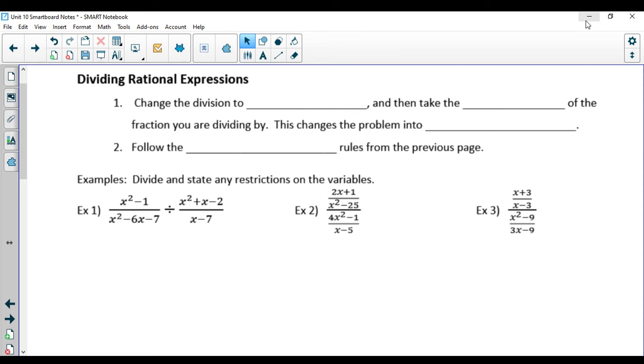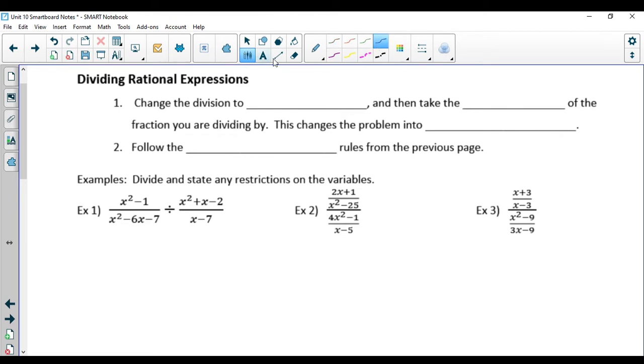All right, welcome to the second part of chat section 10-4. And now we're going to be looking at dividing rational expressions. To divide rational expressions is just a little bit different than multiplying, because we know when we are dividing fractions, you do the good old keep, change, flip. So that's what our first step is.